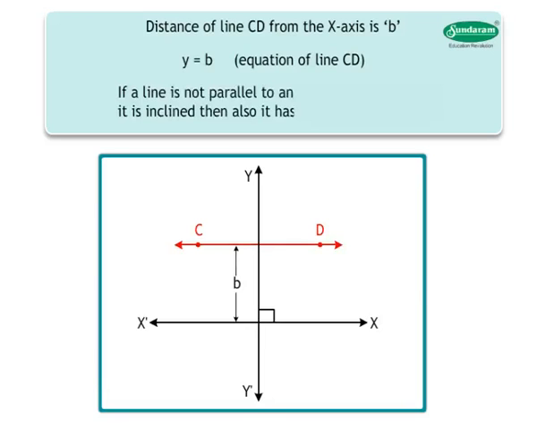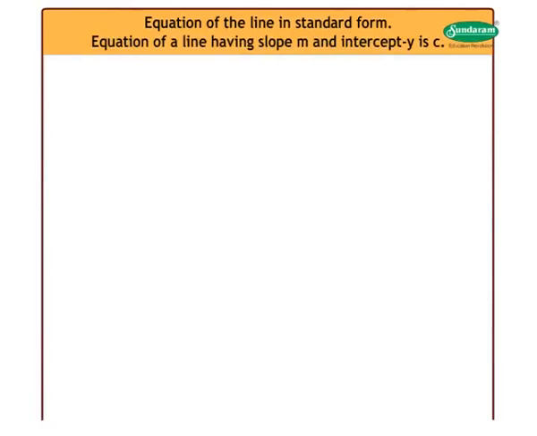All the points having y-coordinate b lie on the line CD. If a line is not parallel to any of the axes, meaning if it is inclined, then also it has an equation. We will find the equation of the line in standard form. We will derive the equation of a line having slope m and y-intercept c.